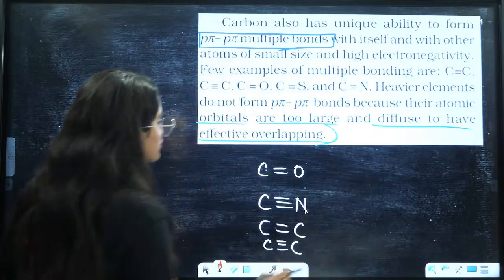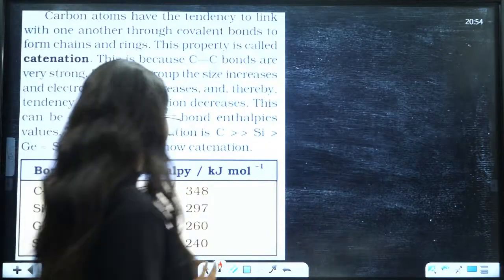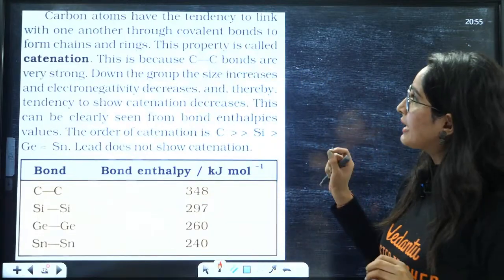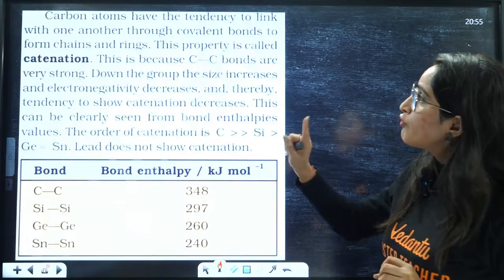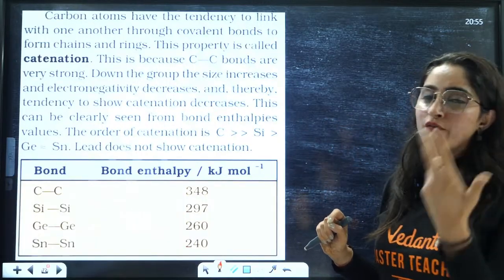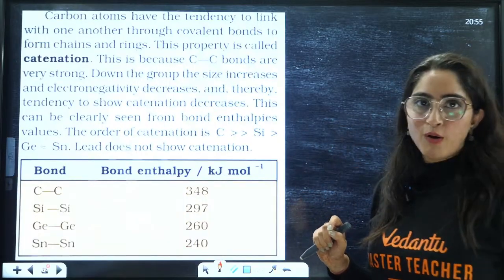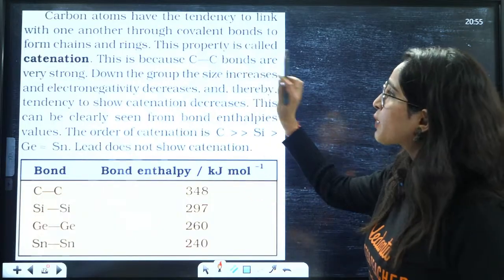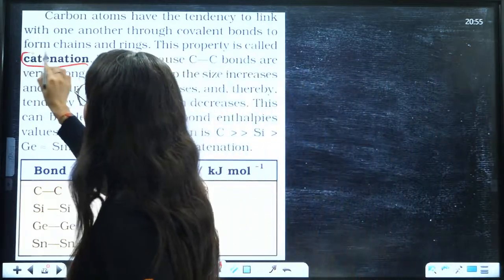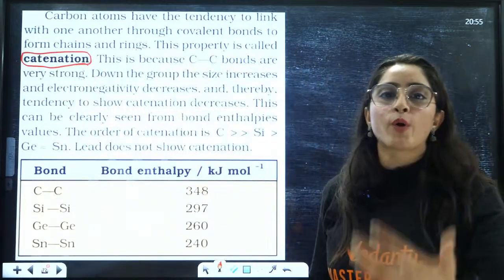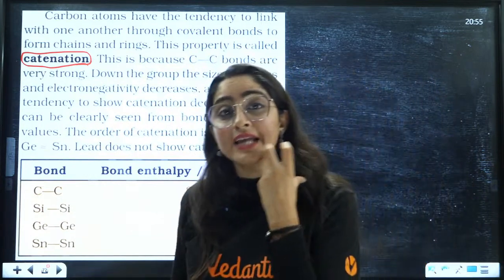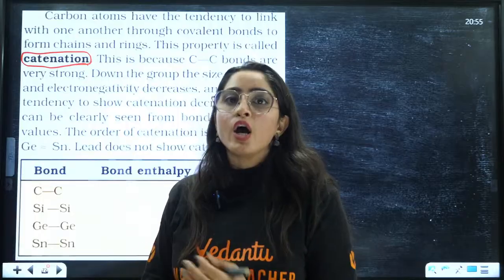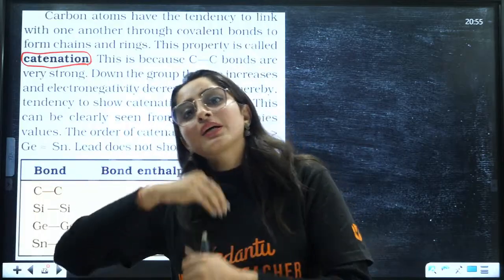Okay, understood this? Now, carbon atoms have a tendency to link with one another through covalent bonds to form chains and rings. We have also seen cyclic compounds, aromatic compounds, so many compounds of carbon. This property is called catenation, the self-linking property. Because of this catenation, carbon has the diamond structure, which is a highly network structure, because carbon is forming bonds with carbon only.